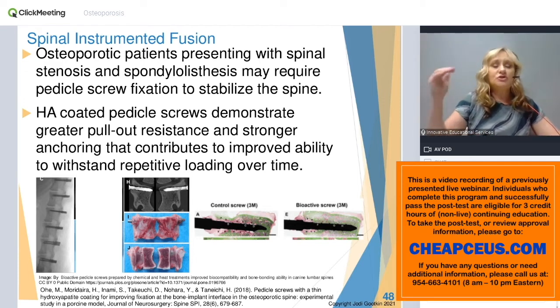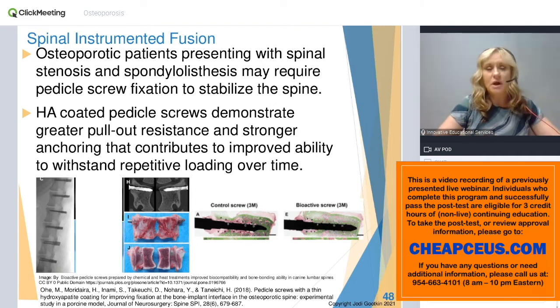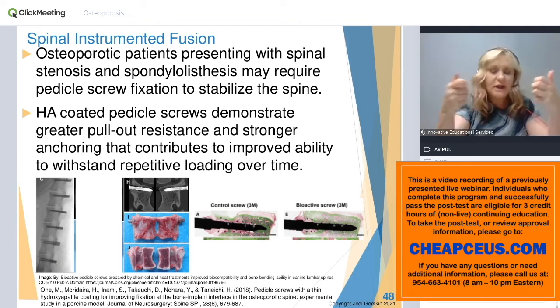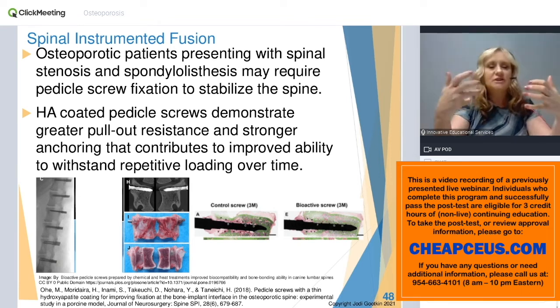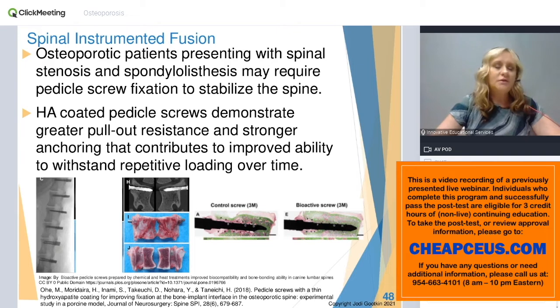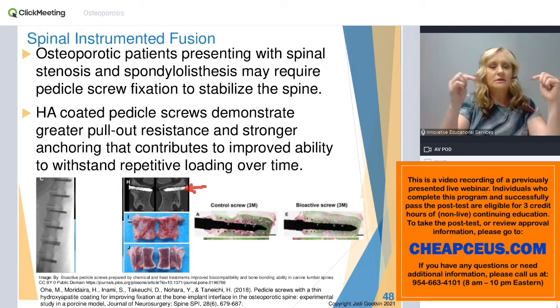When they look at trying to fixate into the bone, into those pedicles, the concern becomes, can they get those screws to hold on? Is there enough pull-out resistance to actually stabilize? I couldn't find any copyright-free human studies. This one is a canine study where they went in at the tip of my arrow here into the pedicles with coated screws that we've discussed.